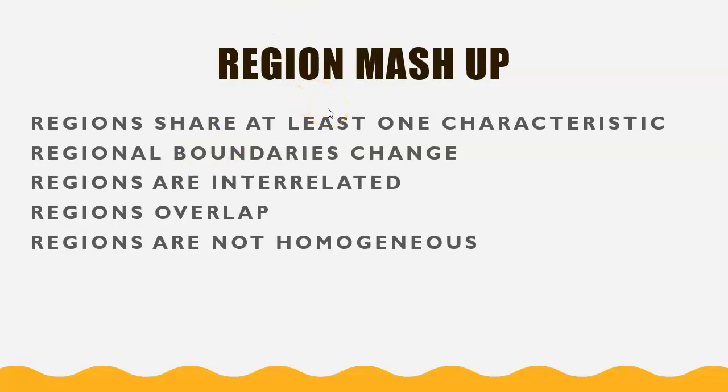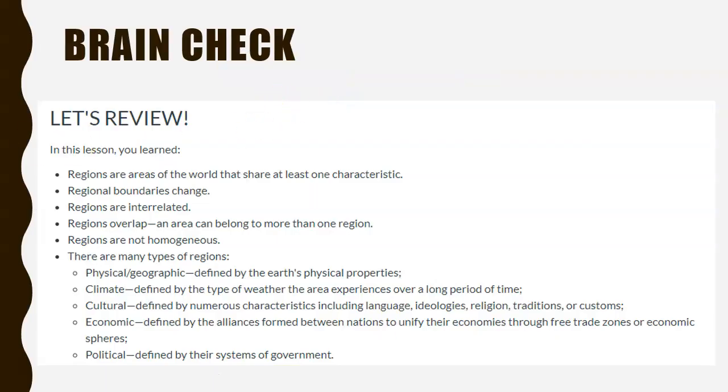So some things about region, they have to share at least one characteristic. Regional boundaries can definitely change over time. Regions tend to be interrelated and can overlap, like I was talking about with government and economics, and they're not homogeneous. It doesn't mean that everybody in that region is exactly the same. So, think about those cultural regions. If you're looking at religion, that doesn't mean that every single person in that region shares that same religion. It's a majority. And here's just a review of regions, and that is it for the 5 themes.